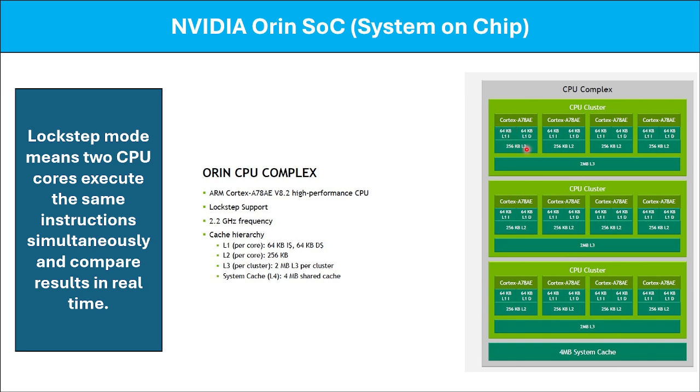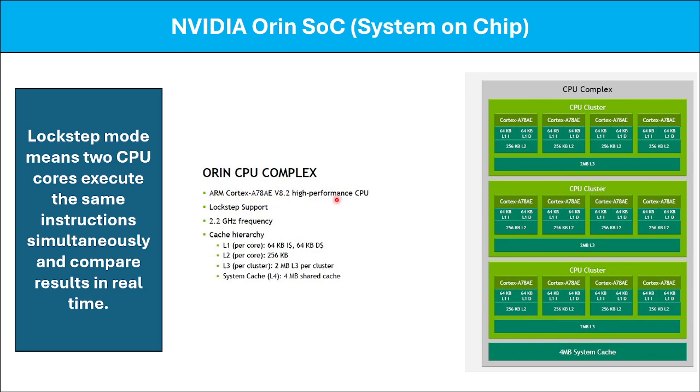So this is L1, this is L2, common for this L1 cache meant for this core. The L3 cache is meant for all 4 cores inside this cluster, and common for them is this 4 megabyte system cache, which I think is called L4 or something like that. Yes, that's what it says here.